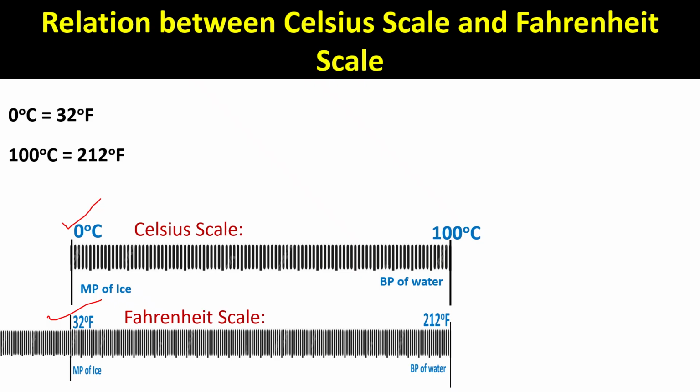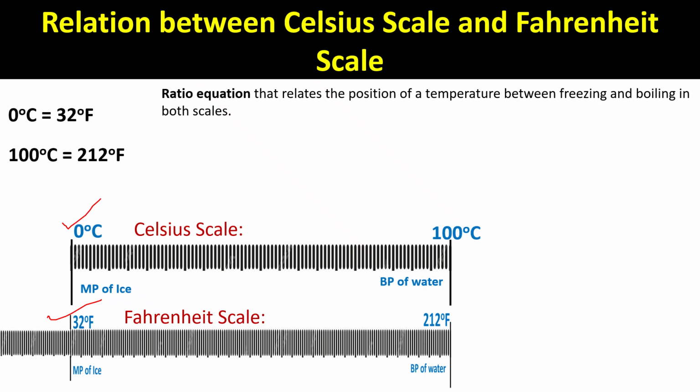Next we will look at the relation between the Celsius scale and Fahrenheit scale. For this we will discuss the ratio equation. The ratio equation relates the position of a temperature between freezing and boiling in both scales. Here capital C is the Celsius scale and capital F is the Fahrenheit scale. Tc represents the temperature in the Celsius scale. Tf represents the temperature in the Fahrenheit scale.